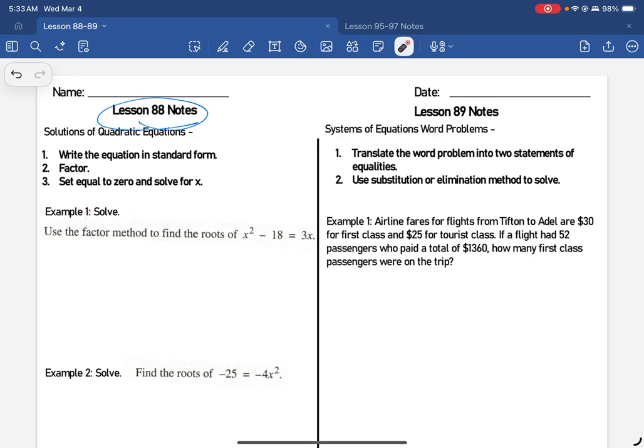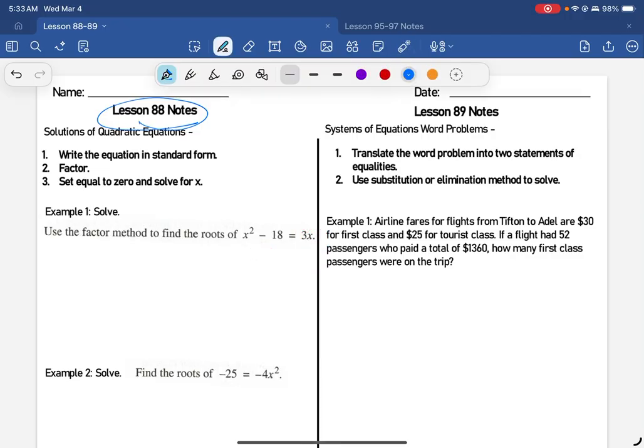Okay, so this first example says use the factor method to find the roots. Roots is another way of saying the solutions, the answers. And this is the problem they give to us. Now I want you to notice that it's not in standard form, meaning I should move this over here in the middle for it to go descending order and then put a 0 in its place.